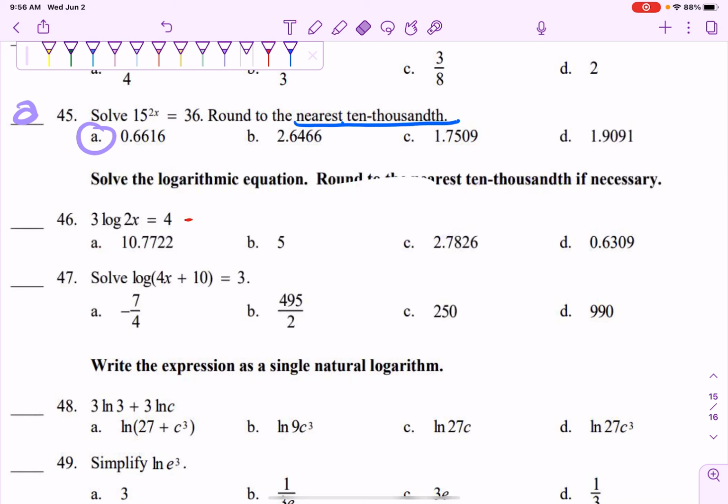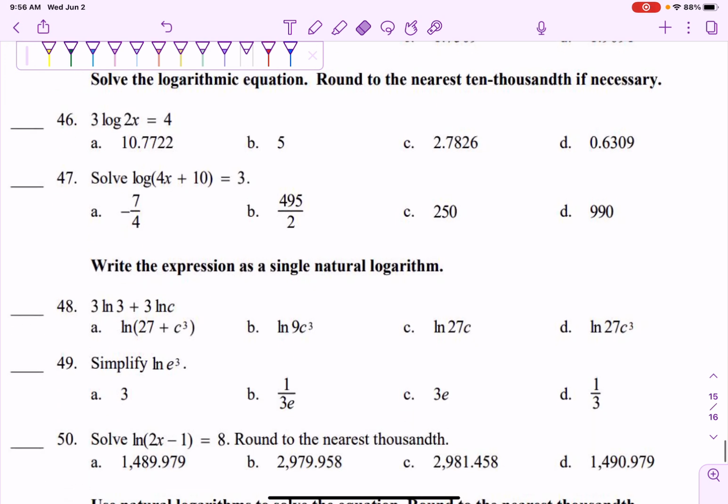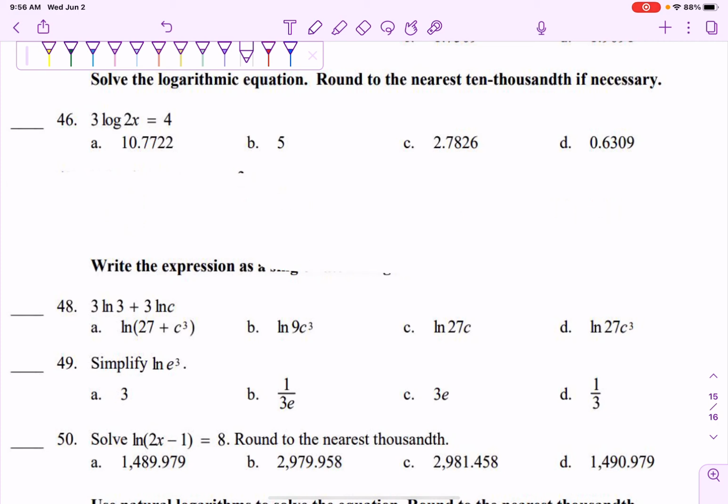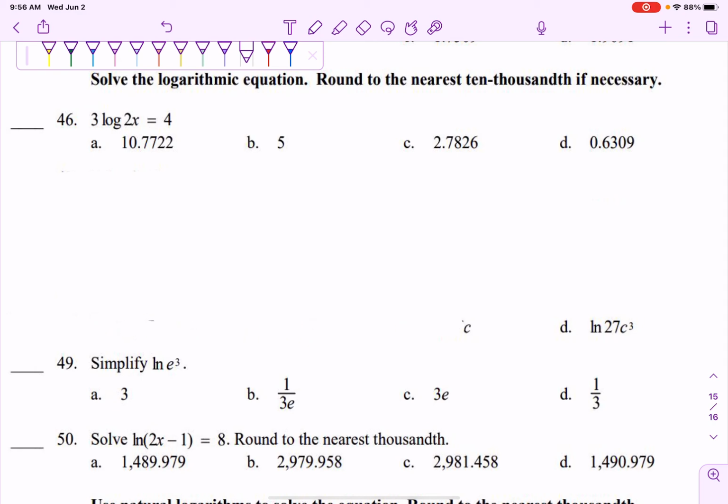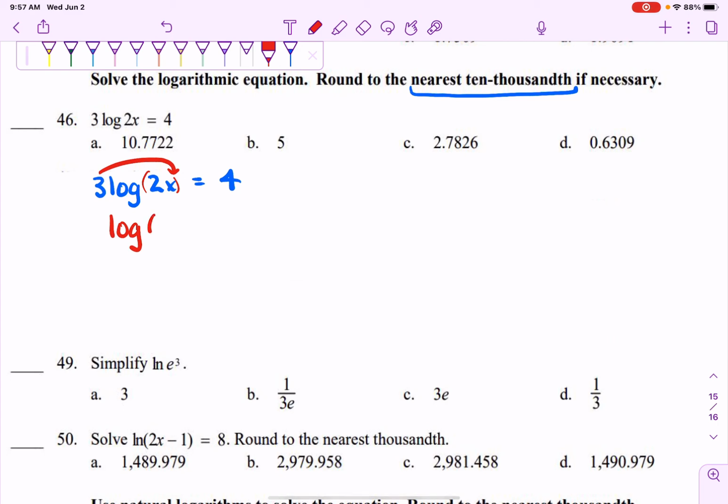Okay, let's go to this next one. Okay, again, I'm just making a little room for myself here in my 5th grade handwriting. Okay, so this one says solve the log equation, round to the nearest 10,000th if necessary. So I have 3 log of 2x equals 4. So there's kind of a couple things that I can do. First of all, I'm probably going to want to take this 3 and use my property to put it on as an exponent of that. So log of 2x to the 3rd equals 4.